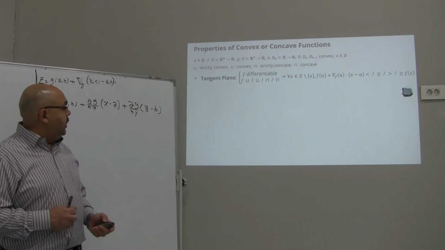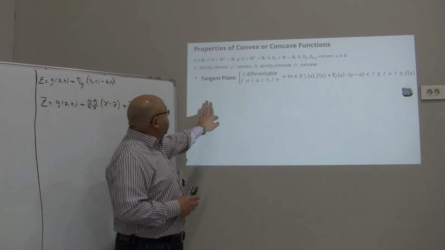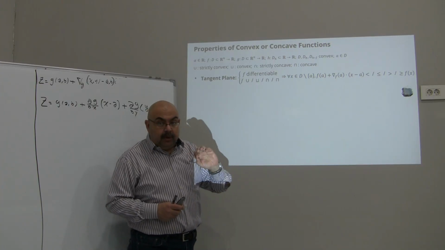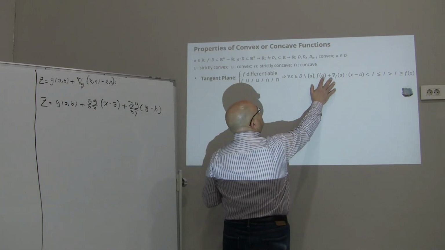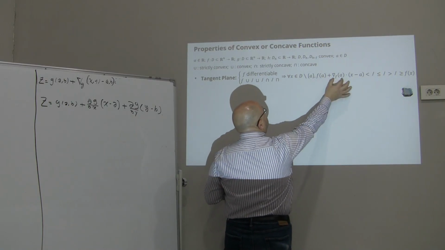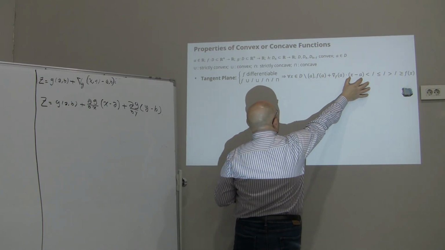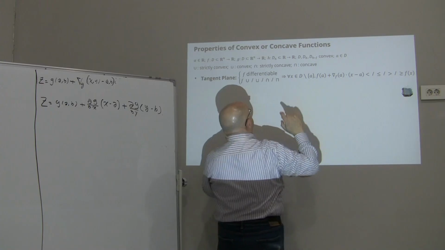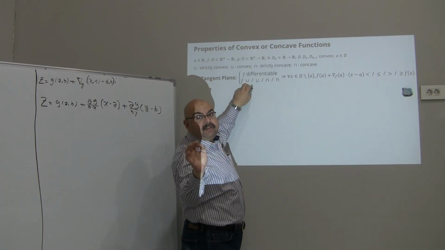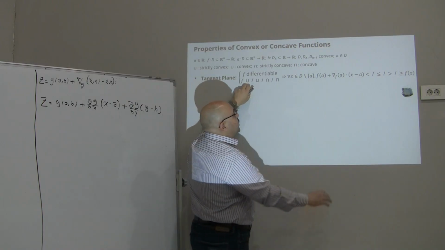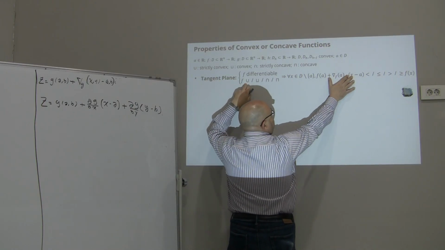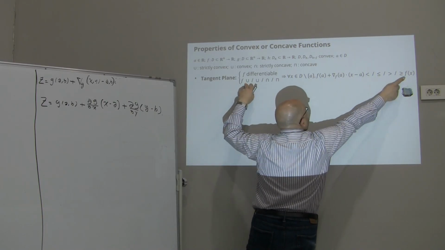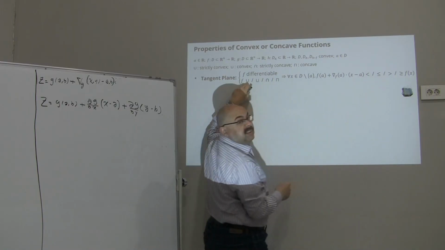The last property is about tangency. For the tangent plane, these are the cases with regard to a tangent equation. If you remember the tangent equation, it's the value of the function plus the gradient vector times the position vector, which is x minus c. Remark, in case of strictly convex, this inequality or this value should be less than f of x, or the tangent value should be less than f of x. That's the meaning of these symbols.